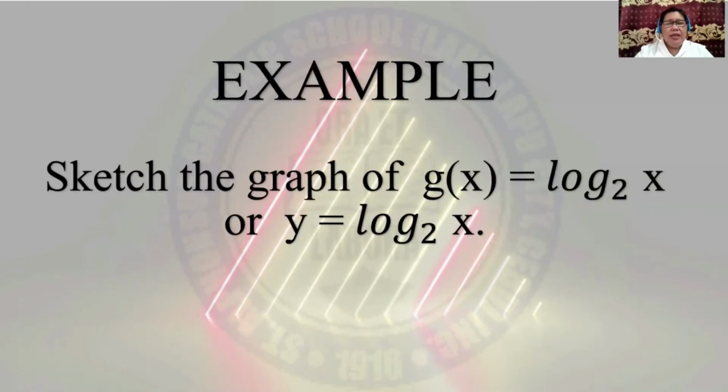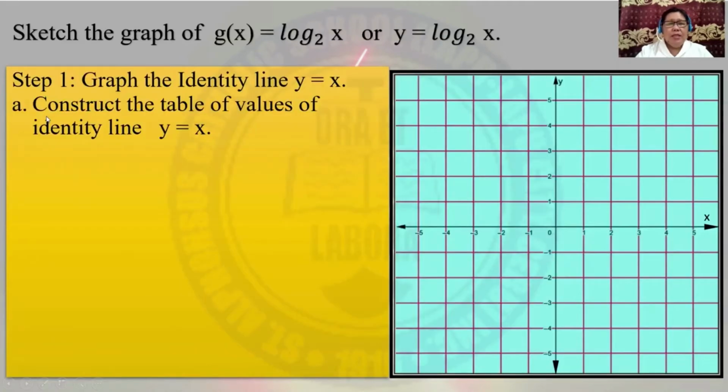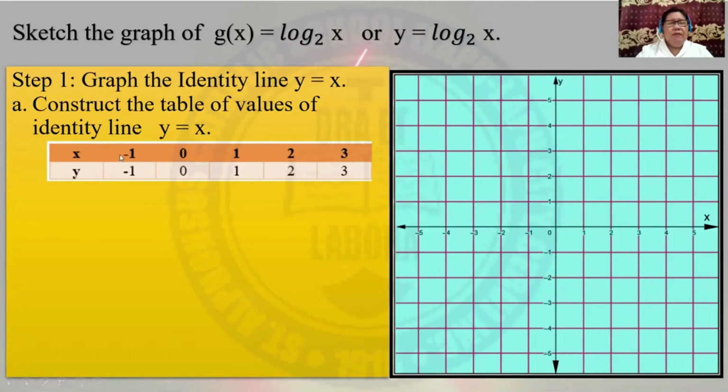Supposing you are asked to sketch the graph of g of x, which is equal to the log of x to the base 2, or it can be written as y is equal to the log of x to the base 2. First, you have to construct the table of values of the identity line y is equal to x. So, if the given values of x are negative 1, 0, 1, 2, and 3, then the values of y are identical to the values of x. So we have y is equal to negative 1, 0, 1, 2, and 3.